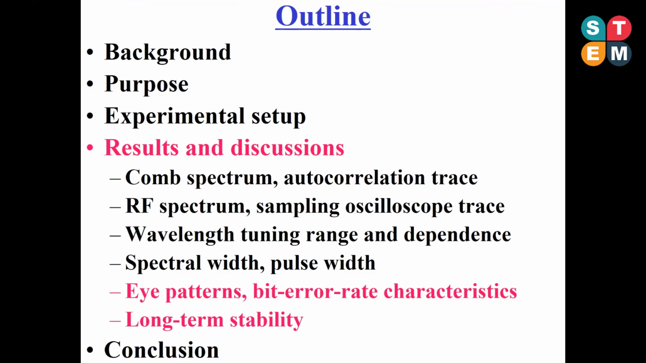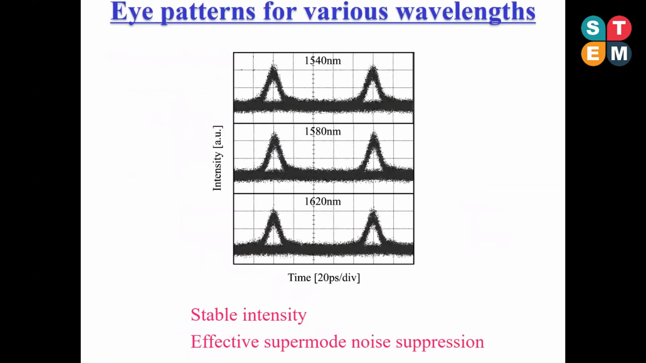Secondly, I am going to explain the system performance of the bismuth-based frequency comb generator. This figure shows the eye patterns of the modulated 10 gigabit per sec signal pulses for various center wavelengths. The pulse interval is 100 picosec, which corresponds to a repetition frequency of 10 GHz. The pulse intensity fluctuation due to the competition between the supermodes is not observed, and clear eye opening is obtained.